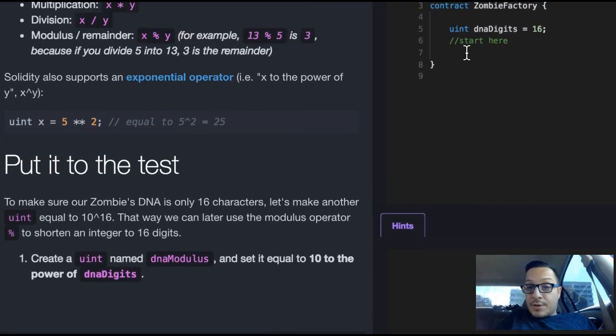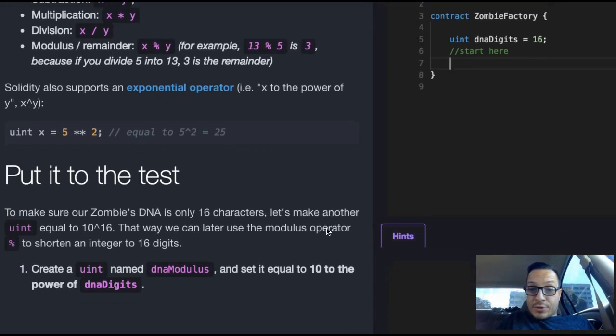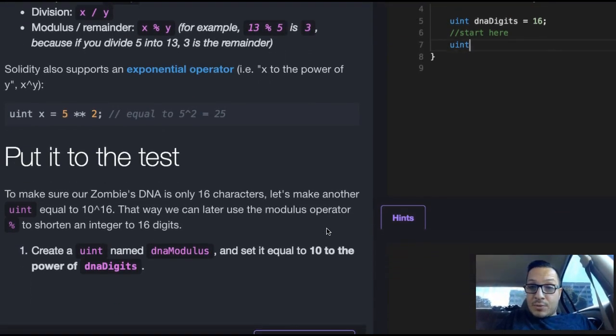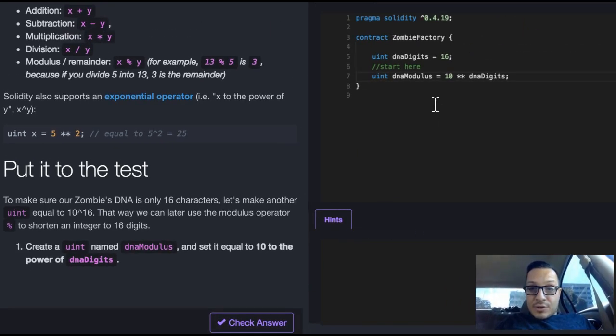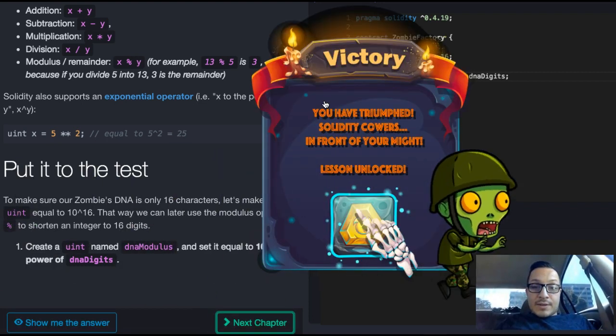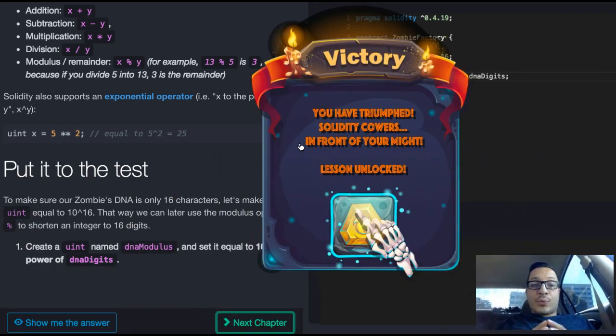Pretty easy. Here we go to right under start here, and we're doing the same uint. This is called dnaModulus, and we're assigning to it 10 to the power of dnaDigits. Okay, and that should satisfy the answer. And it did. The important thing is just refreshing on math operators.